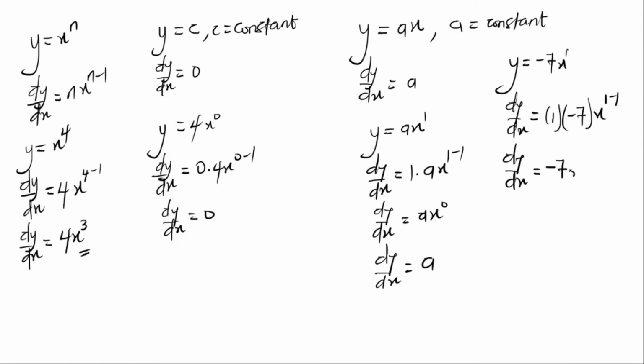Then we have x raised to the power 0. And we know any number raised to the power 0 is 1. So we have 1 here. So finally, our dy/dx is equal to -7. Alright, so let's continue.